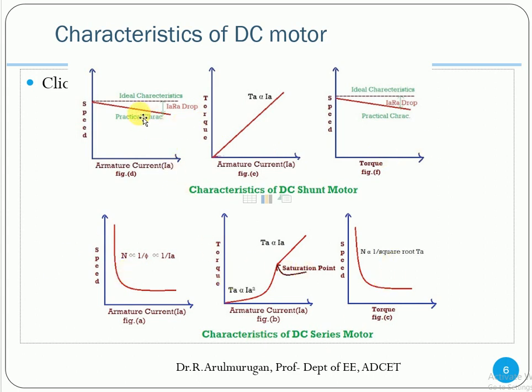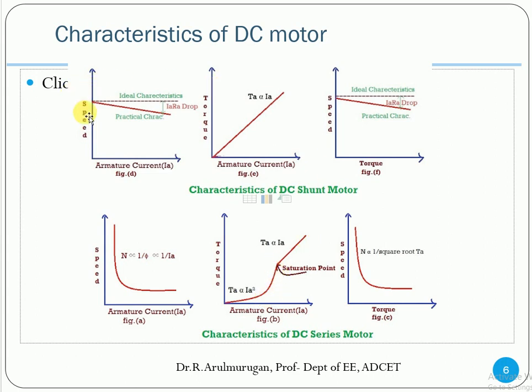What about this one? Here, torque versus armature current. T is directly proportional to IA, so it increases linearly. And for the series motor, T is directly proportional to IA squared, before saturation and after saturation.